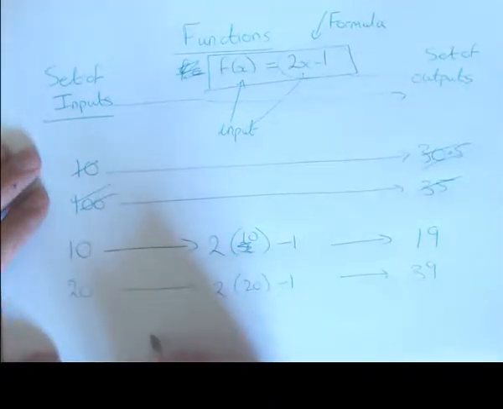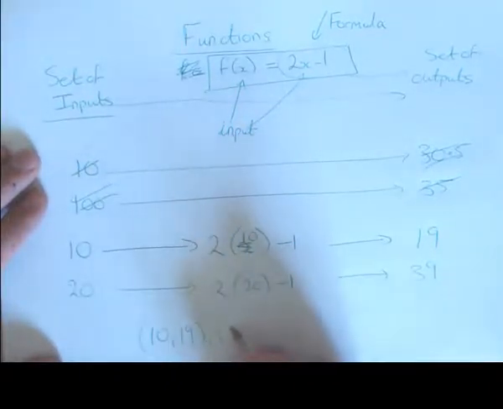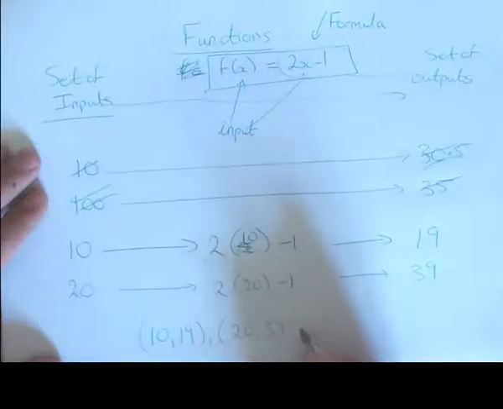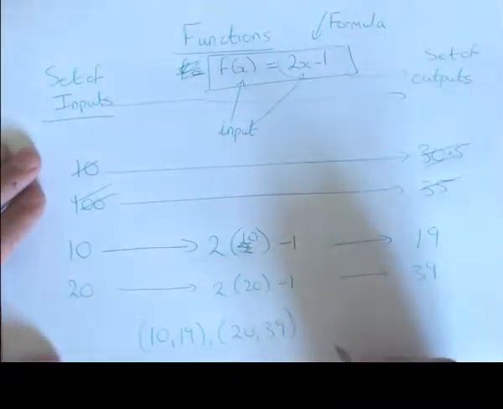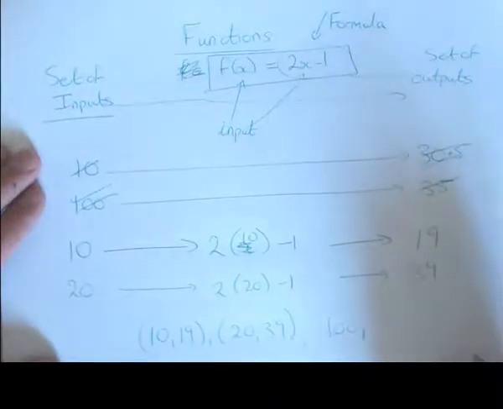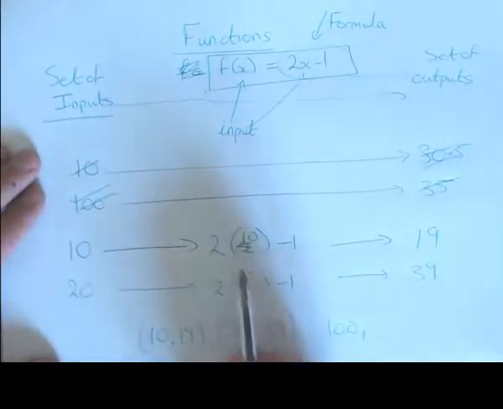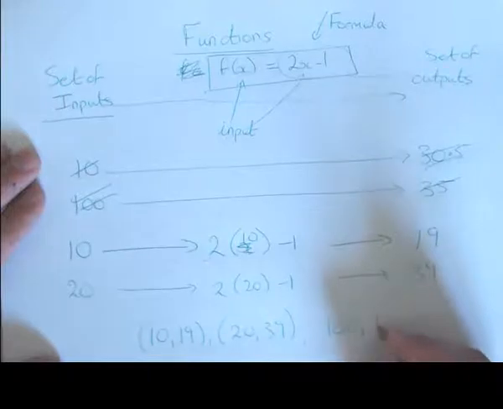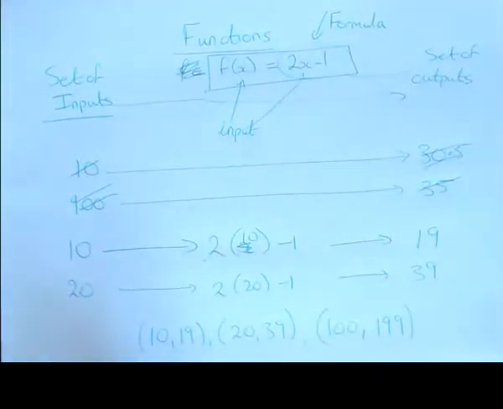And if I wanted to list my couples, 10, 19 would be one couple, another couple would be 20, 39. And there could be any other couple, for example 100. What would 100 give me? 2 times 100 minus 1 is 199. That would be another couple. Okay, but today we want to talk a little bit about the language.